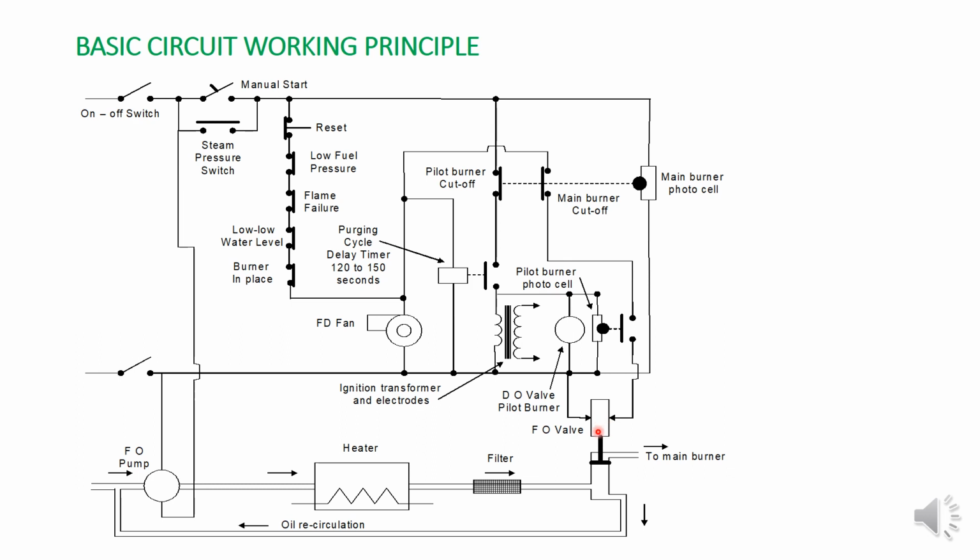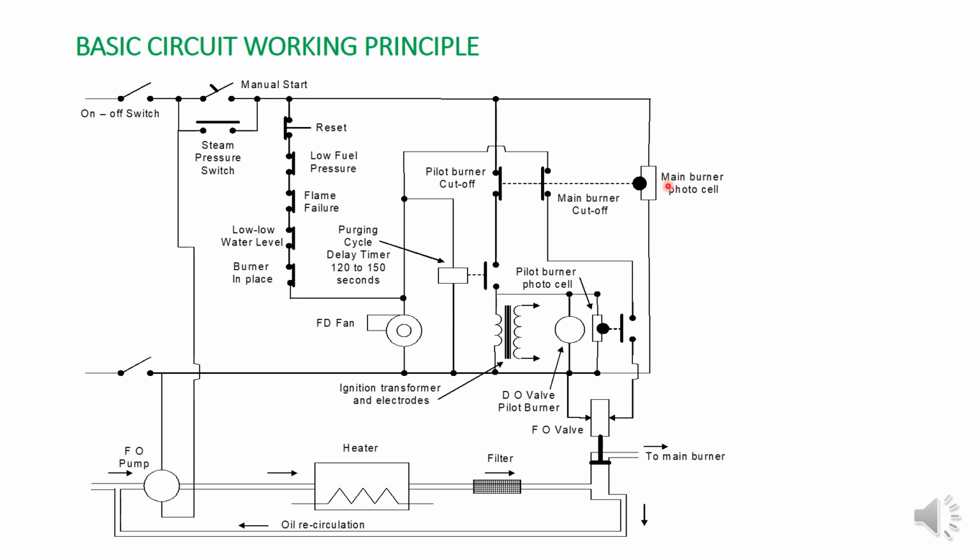Once this main fuel oil solenoid is activated, this plunger will move up, and the fuel is already circulating. Once this plunger is up, the fuel will directly transfer to the main burner, and the pilot burner is already fired, and the fuel for the main burner is there, and the FD fan is already running, so air is there, fuel is there, and flame is there, so the main burner will fire.